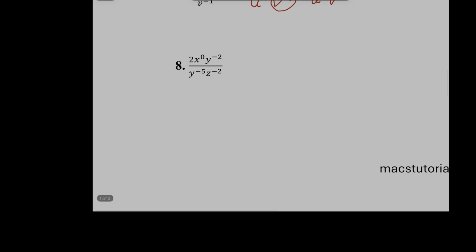Okay? And then on number 8, 1. So that's 2 times 1. That's just going to be a 2. And the 2 stays on top. Let's flip my y squared to the bottom. Let's flip my y to the negative 5 on top. And let's flip my z to the negative 2 on top.